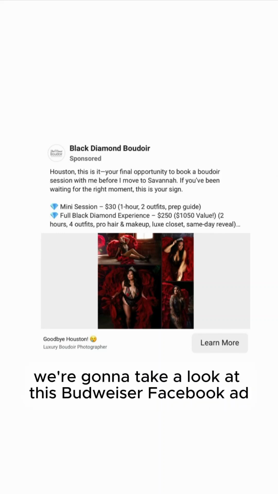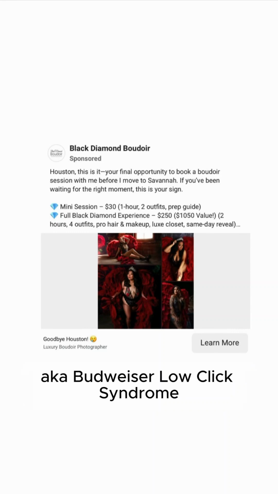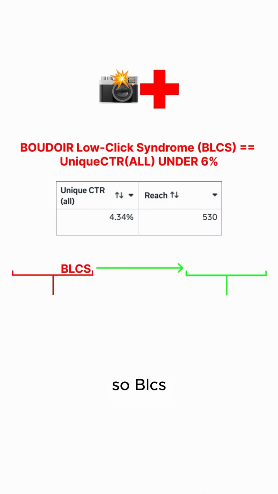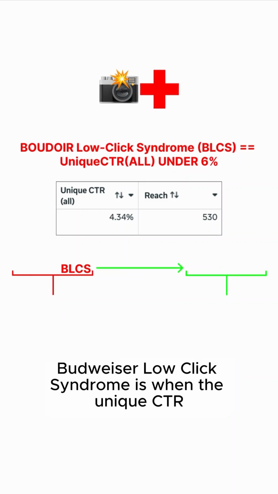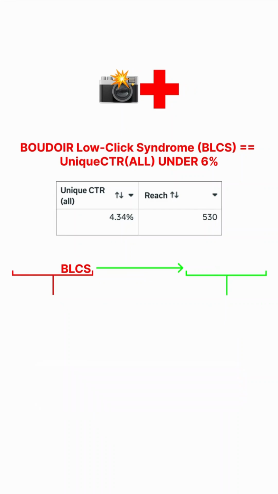All right, y'all, we're going to take a look at this Boudoir Facebook ad, diagnose it, see if we believe it has BLCS, aka Boudoir low click syndrome. So BLCS, Boudoir low click syndrome, is when the unique CTR of our Boudoir Facebook ad is under 6%.